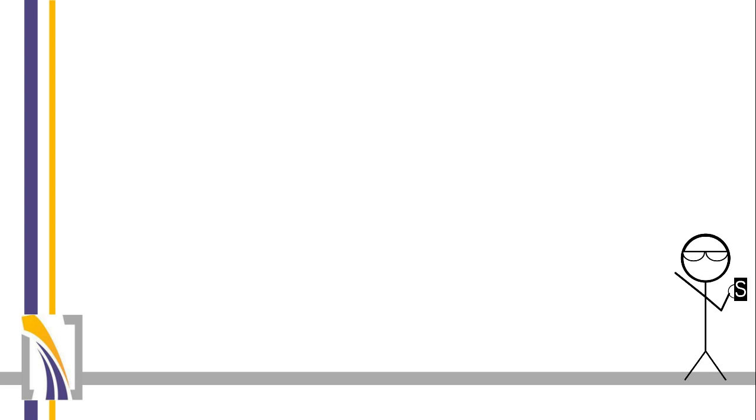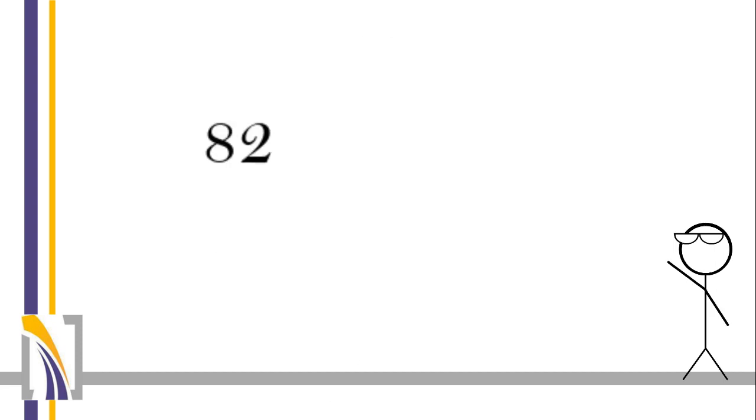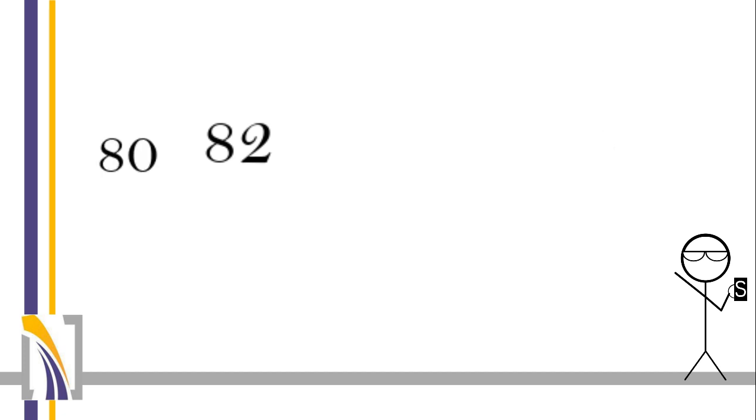So that's what we're going to do today. We're going to round the number either up or down to the nearest 10. First, let's take a look at this number. This number is 82. Now, if we want to round this number to the nearest 10, where will it go? Will it go to 80 or 90? We need to know what is in the middle. The middle between 80 and 90 is 85.